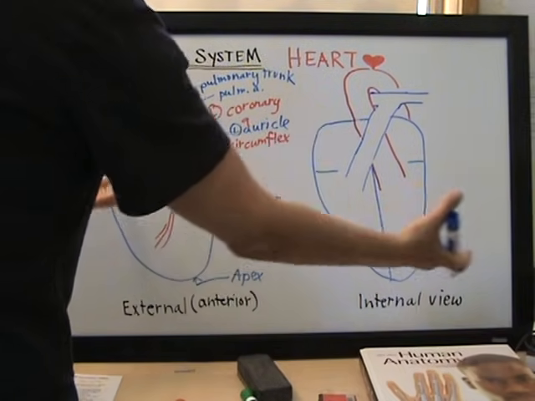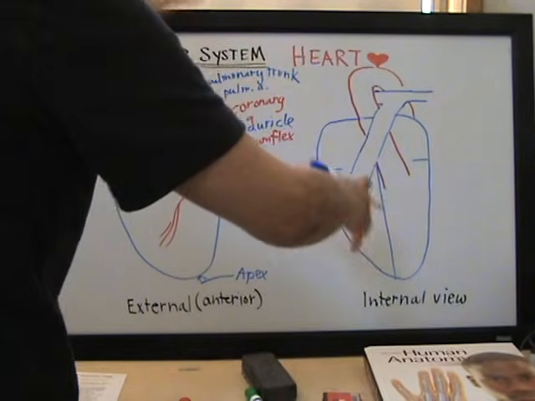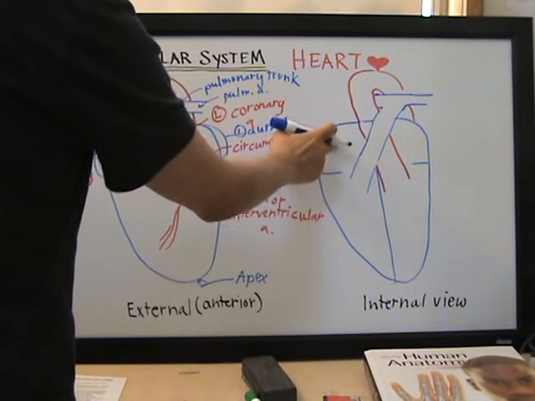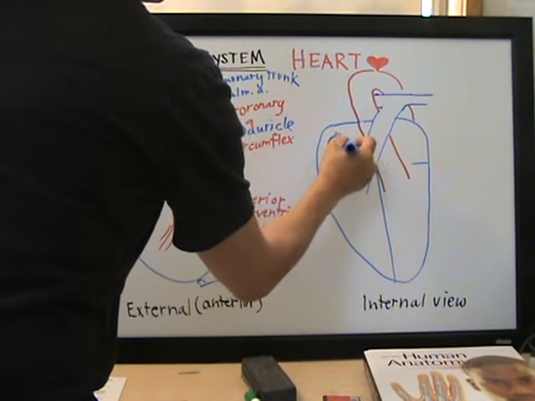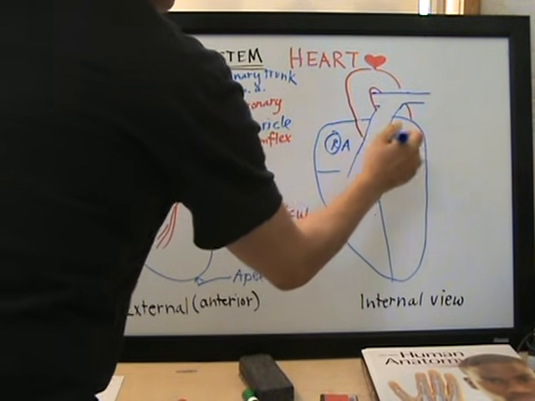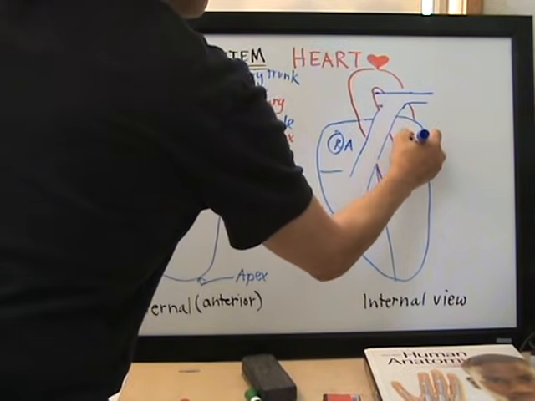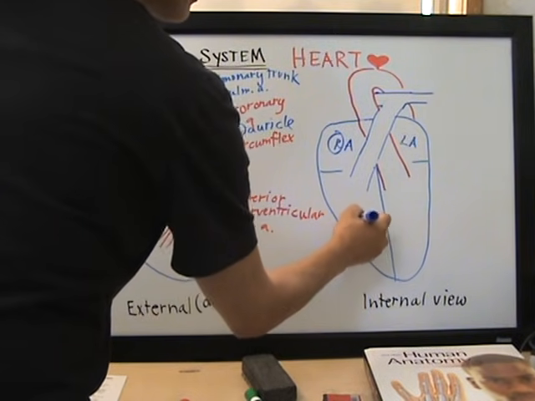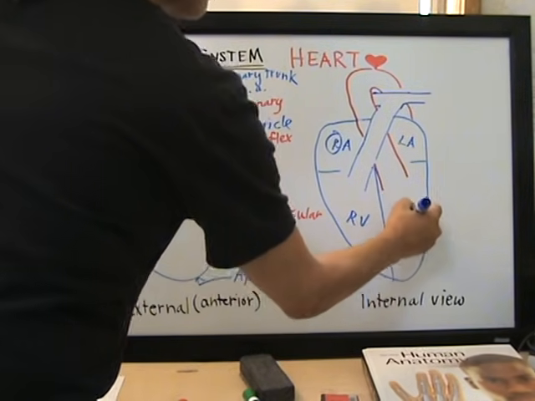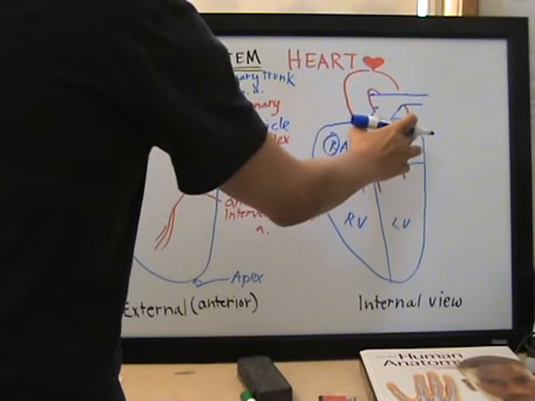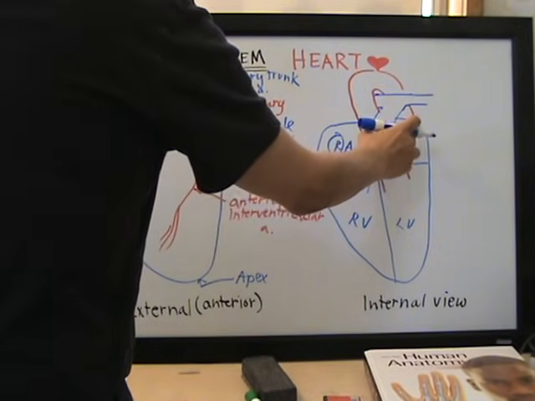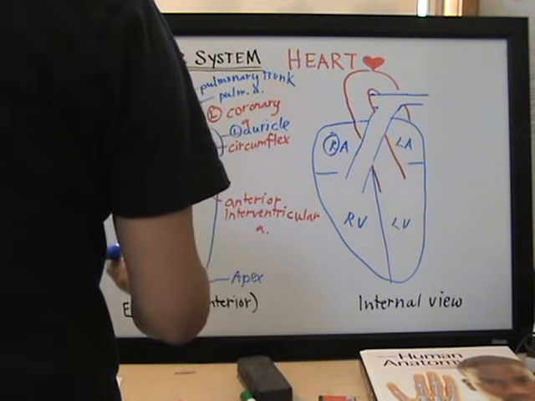Blood comes from the systemic circulation, from the body, and makes its way to the right side of the heart. This is called the right atrium, RA. This is the left atrium. This is the right ventricle, and this is the left ventricle. So those are the chambers of the heart. So right atrium, right ventricle, left atrium, left ventricle.